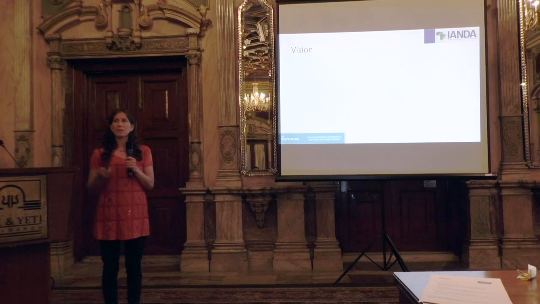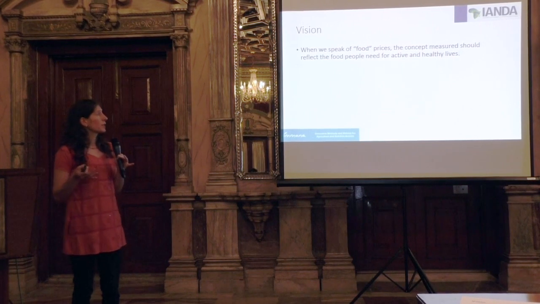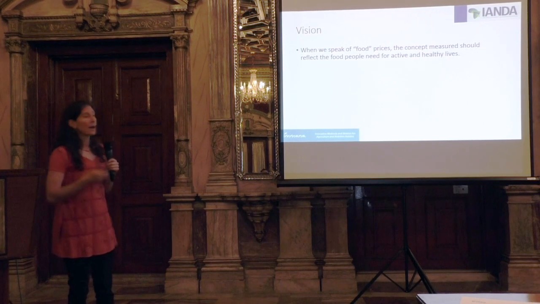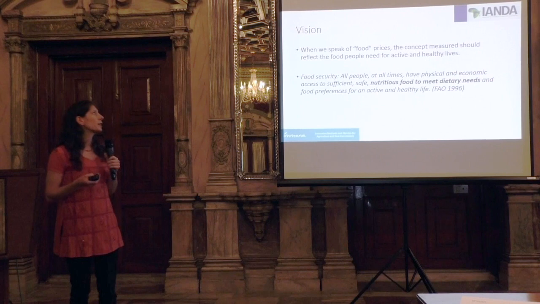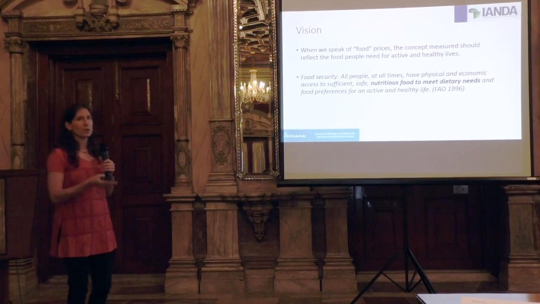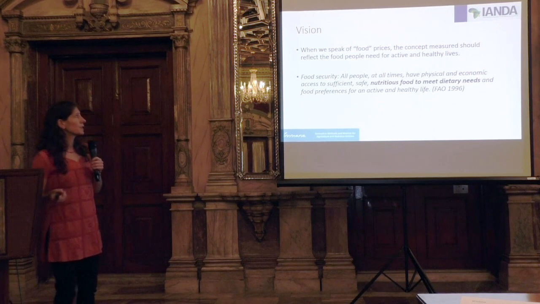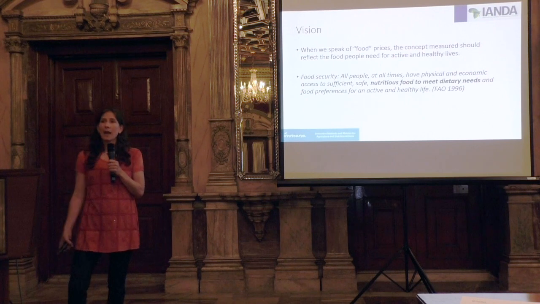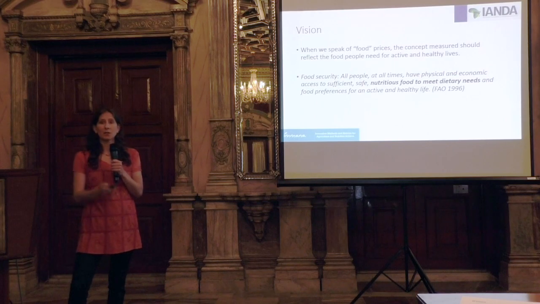So the vision of this project and the grant that we had from IANDA is that when we speak about food prices, the concept that's measured should reflect the food that people need for active and healthy lives. And it relates very closely to food access and food security. Just to remind everyone, I'm sure you know this UN definition of food security: that all people at all times have physical and economic access to sufficient, safe, nutritious food to meet dietary needs and food preferences for an active and healthy life. So to talk about adequate food access, it can't just be staple grains, it can't just be calories, it's nutritious food to meet dietary needs. And when we talk about affordability, that's what we would like to measure.